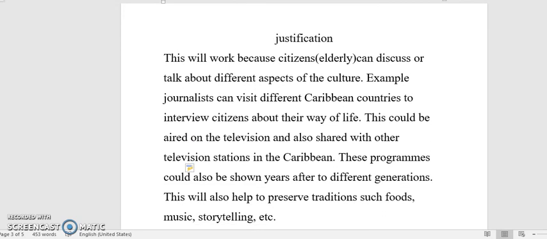This will work because citizens can discuss or talk about different aspects of the culture. Example, journalists from different Caribbean countries can visit different countries to interview citizens about the way of life, and as I said before, especially the elderly living in these countries. This could be aired on the television and also shared with other television stations in the Caribbean. These programs could also be shown years after, right, to different generations. This will also help to preserve traditions such as food, music, storytelling, dance, etc., depending on the questions that the journalists would ask the citizens.